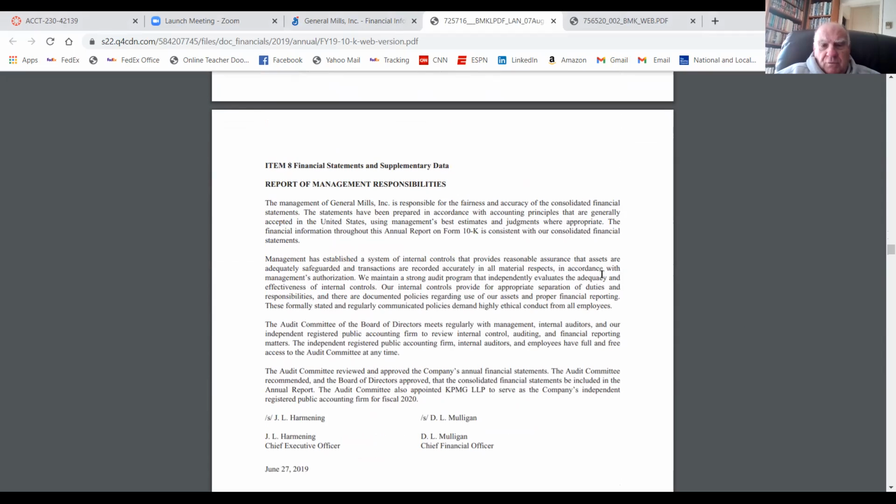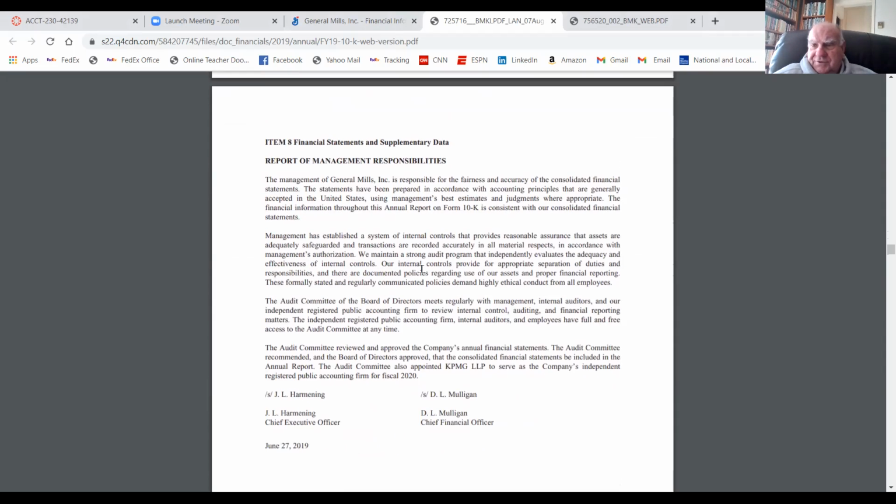You see this letter here? The management of General Mills is responsible for fairness and accuracy. That, of course, is a question I put on everybody's test: who is responsible for the integrity of the financial statement? It is not the auditors. It is not the tax people. It is the management team. So they write this boilerplate. We're responsible for the fairness of these things. The statements have been prepared according to accounting principles. Management has adequate controls. Very interesting short thing to read.